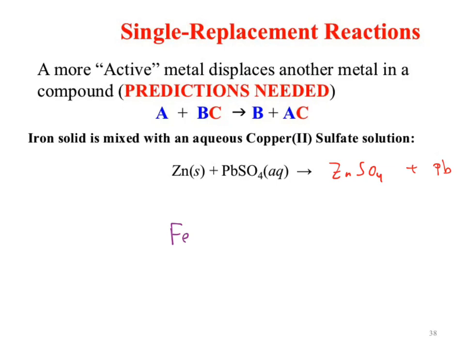I take iron plus copper sulfate. How do I know there's only one copper in there? It says copper 2. Plus 2 and negative 2. The 2 is the charge on the copper. What's the charge on sulfate? Negative 2. I only need one copper to balance the sulfate. Okay, to produce then what? It's a single replacement. Iron sulfate plus copper.